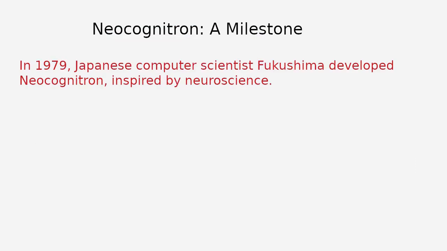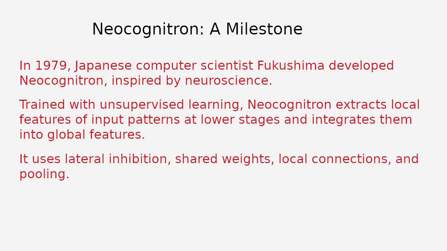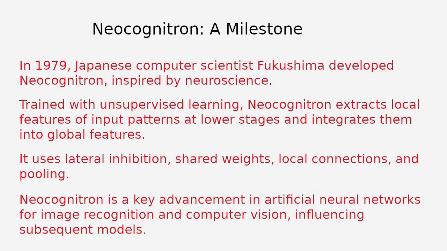In 1979, Japanese computer scientist Fukushima developed the neocognitron, inspired by neuroscience. Trained with unsupervised learning, the neocognitron extracts local features of input patterns at lower stages and integrates them into global features. It uses lateral inhibition, shared weights, local connections, and pooling. The neocognitron is a key advancement in artificial neural networks for image recognition and computer vision, influencing subsequent models.